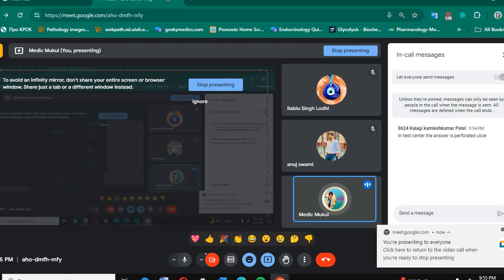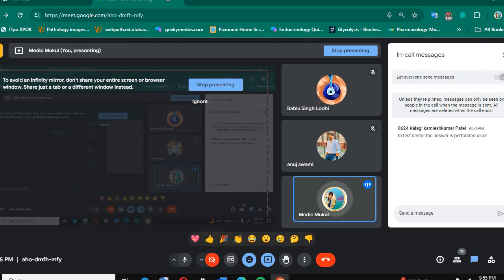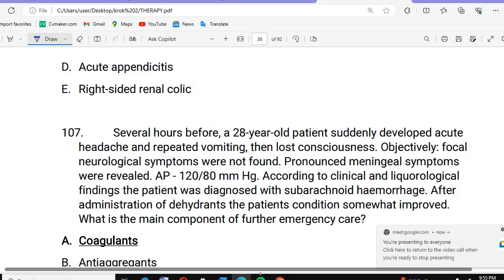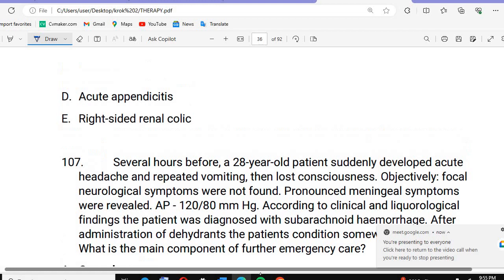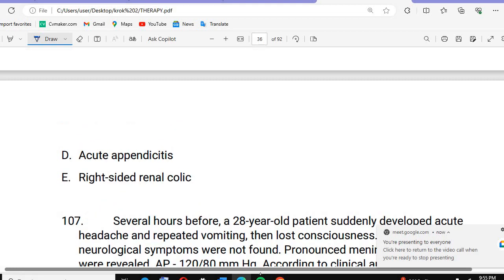That's why I changed the answer. In the test center the answer is perforated ulcer. Test center में perforated ulcer है, और it was in the test center. In the test center also they choose this answer. Why would it be a perforated ulcer?